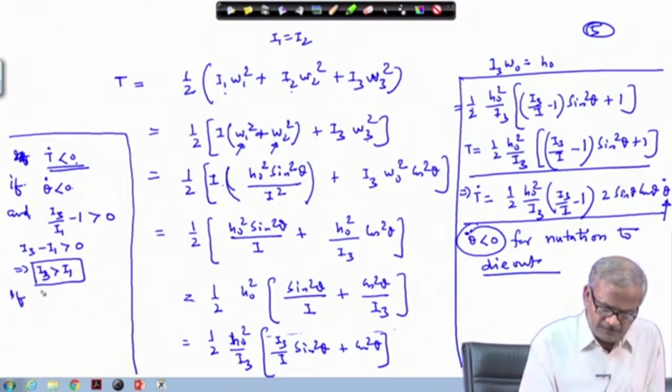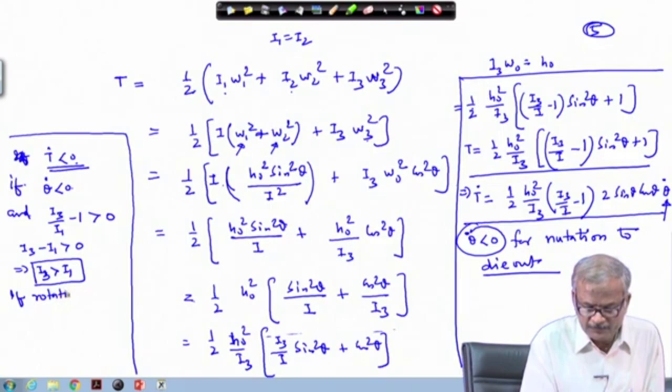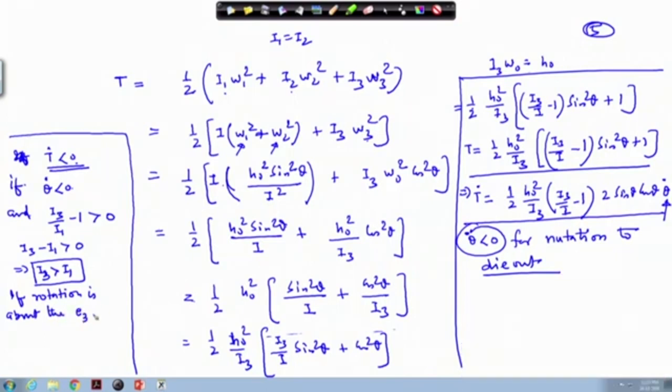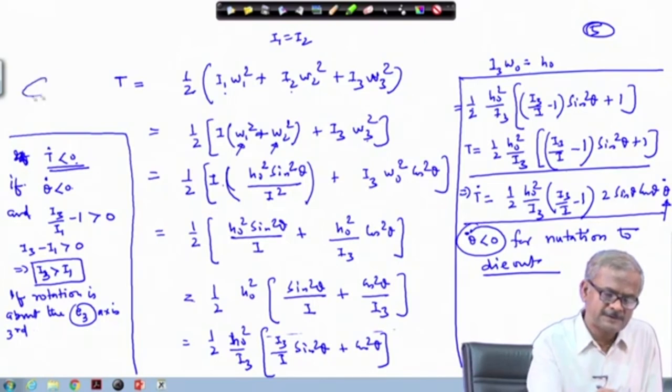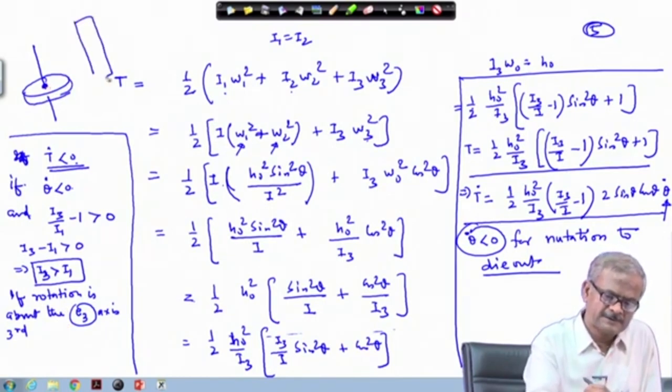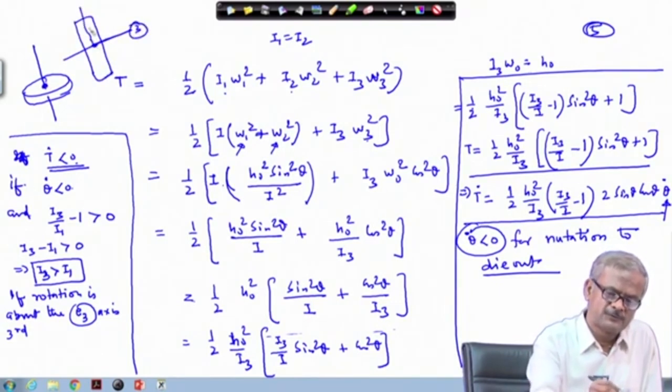So, if the rotation is about the E 3 axis or the third axis, as we have shown here in this case, that is about the maximum moment of inertia. Here for the disc case, this is this one, and for the cylinder case, the third direction will lie here, and 1 and 2, then we have to show the third, and 2 and 3 will lie here in this direction. This is the maximum moment of inertia case.